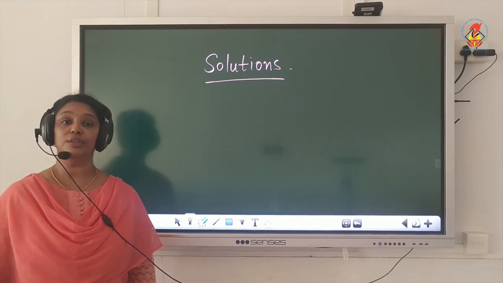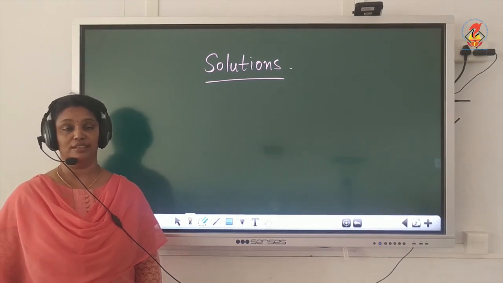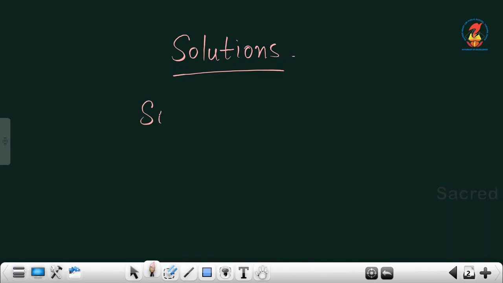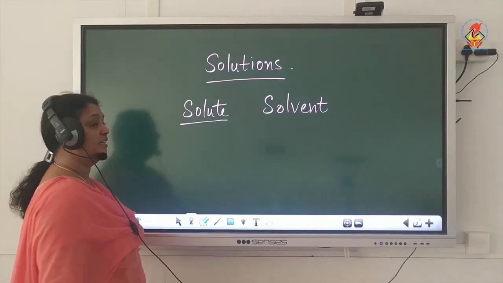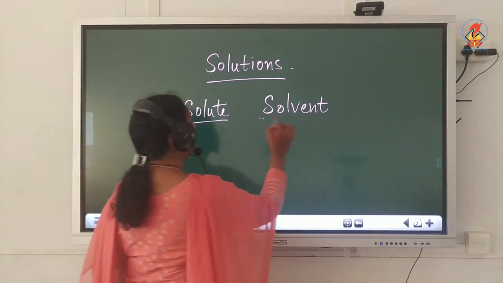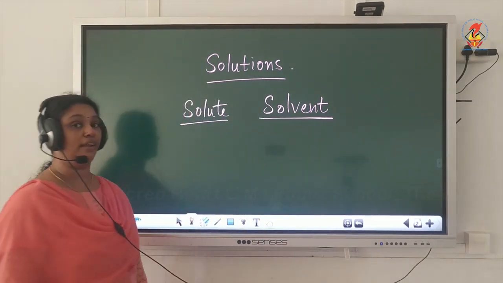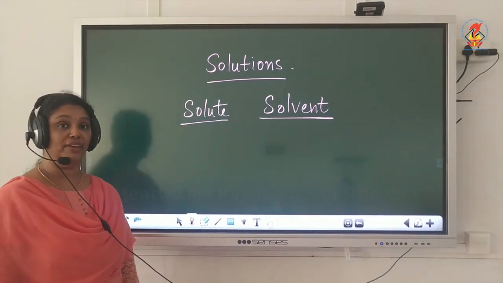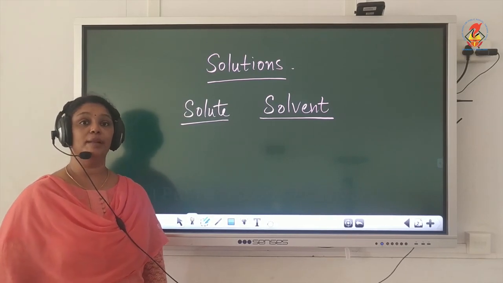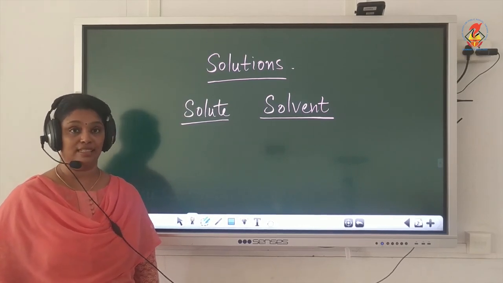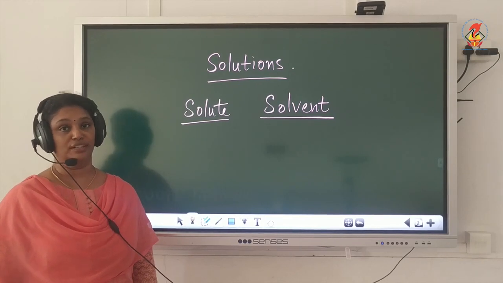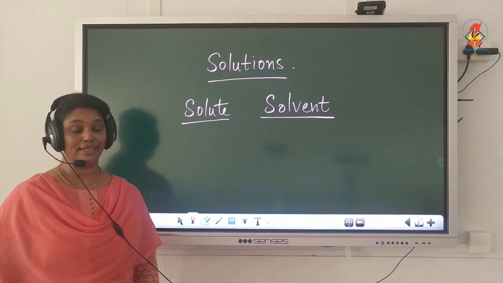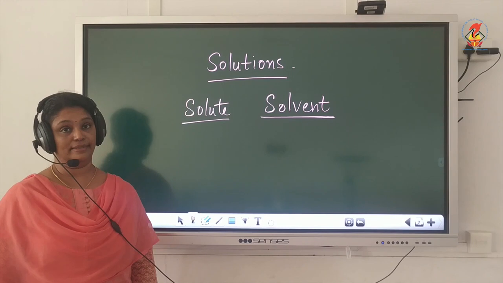Now, there are two components present in a solution. They are solute and solvent. Solute is the component present in smaller amount and solvent is the component present in larger amount. And it is the solvent that determines the physical property or physical state of a solution, that is, whether the solution is a solid, liquid or gas.